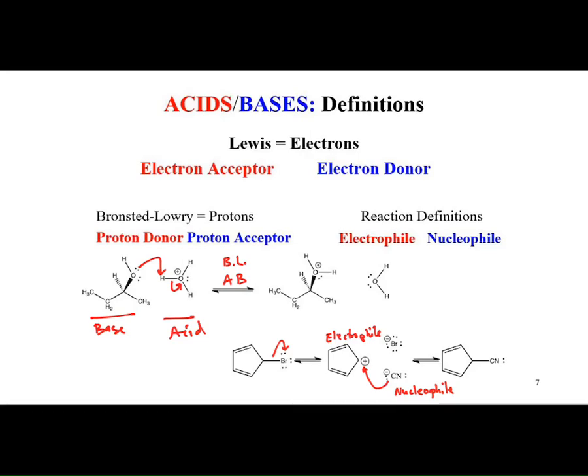And so when we look at our bottom reaction, we're really looking at a Lewis definition acid-base reaction. That could get confusing with the Bronsted-Lowry. That's why we can just reference it as electrophiles and nucleophiles. Okay? So hopefully that kind of clarifies some aspects behind that.